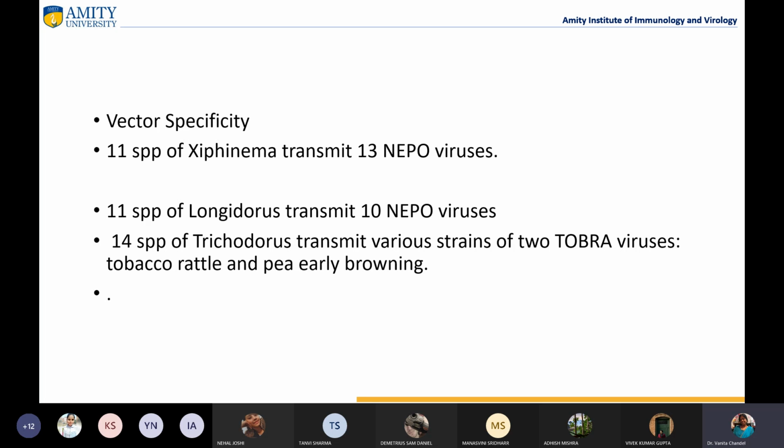Then they have vector specificity also. 11 species of Xiphinema transmit 13 nepoviruses.